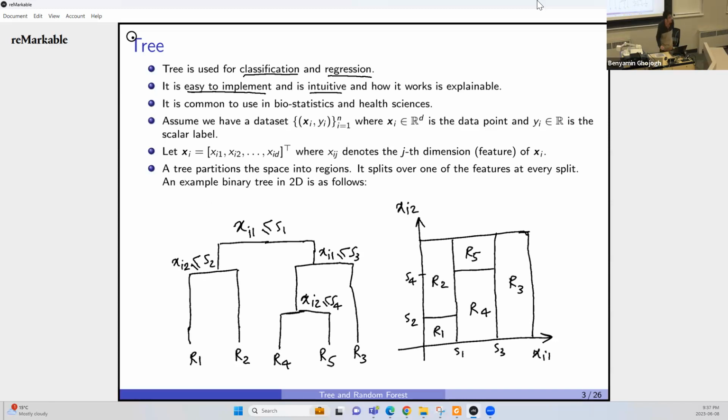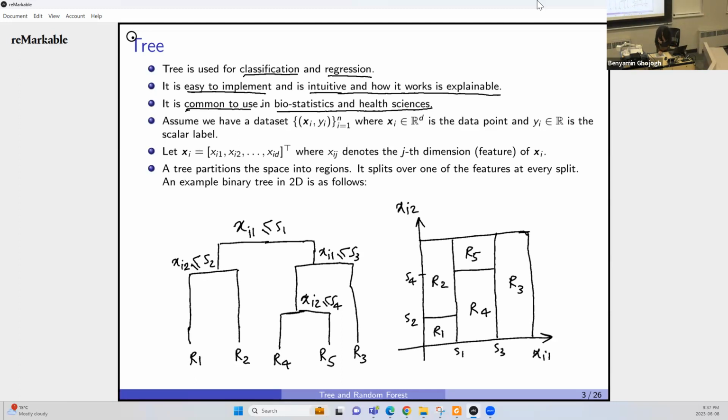It is intuitive and explains how it works. So it can be seen as explainable AI, explainable artificial intelligence. It explains why I'm splitting the data in this way. It's understandable. It is common to use in biostatistics and health sciences. They use it a lot in those papers.